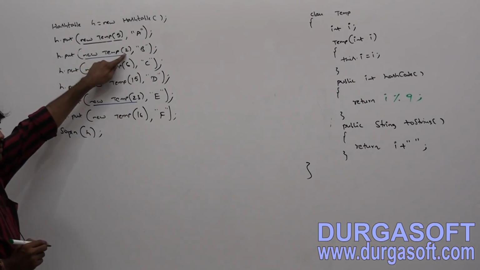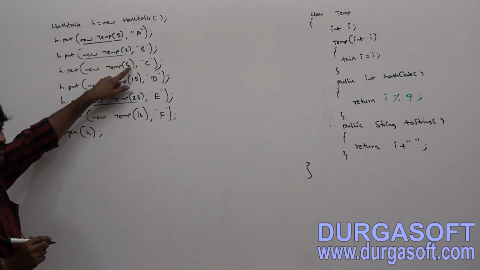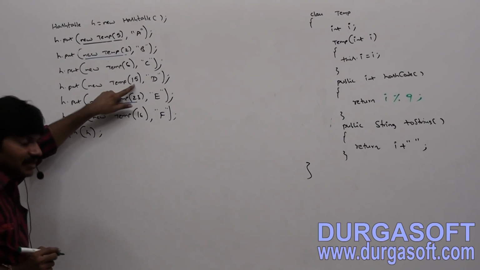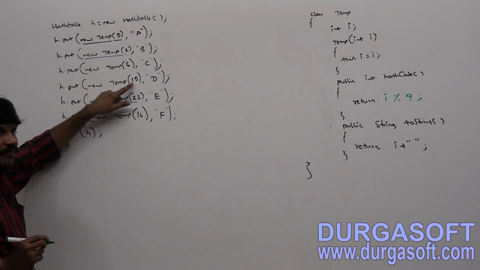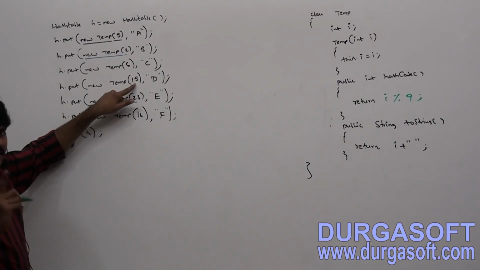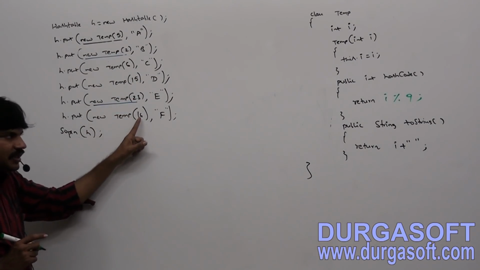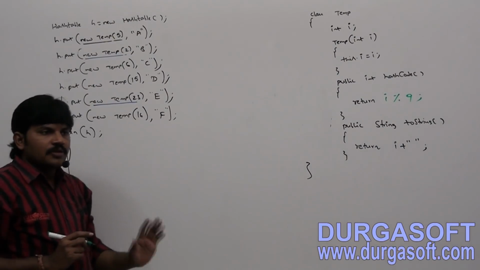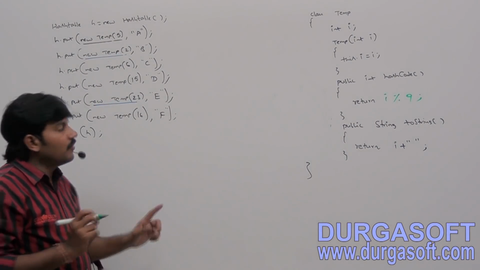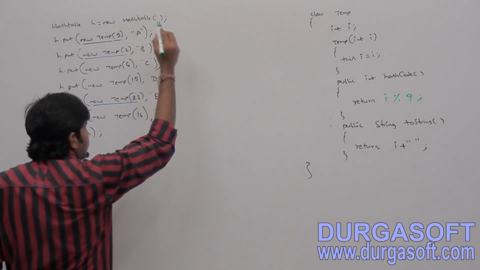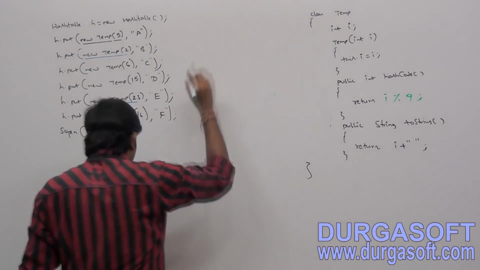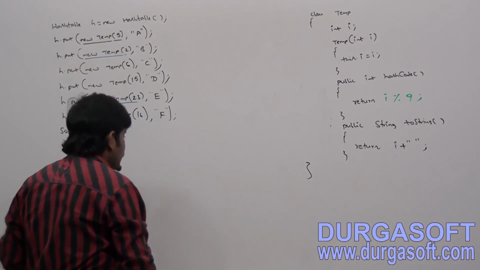New Temp(2) only. New Temp(6) only. New Temp(15): 15 % 9 is 6. New Temp(23): 5. New Temp(16) is nothing but 7. Are you getting? So make sure, what is the default initial capacity? 11 only. Now let me take buckets.